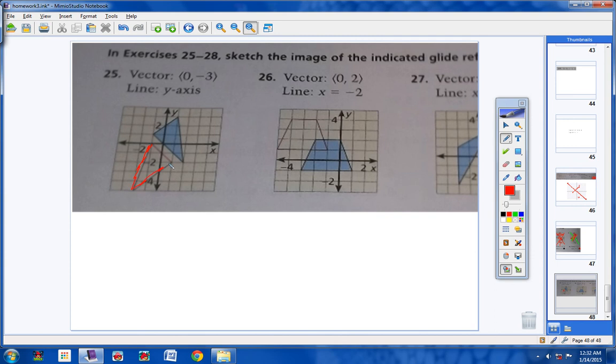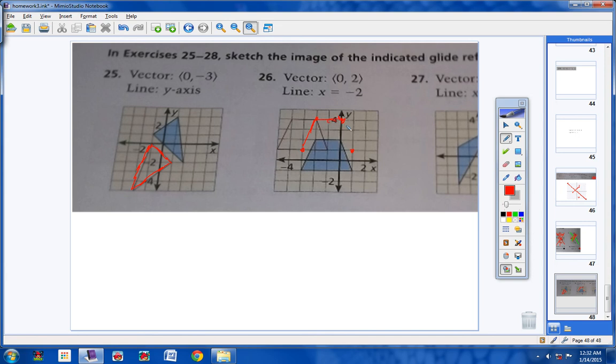Okay. Alright, number 26. We're going to take this blue pre-image and move it 0, 2. So 0 means we don't go left or right, we go up 2. So this point would become here, this point would become here, this point would become here, and this point would become here. Okay, so there's my figure.